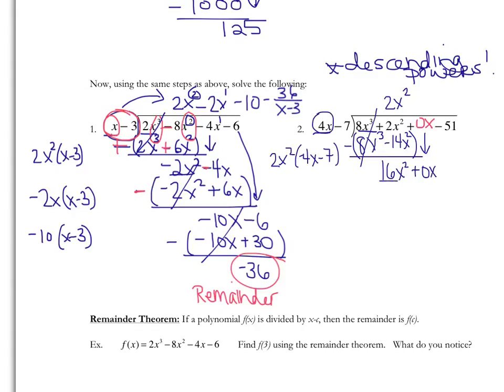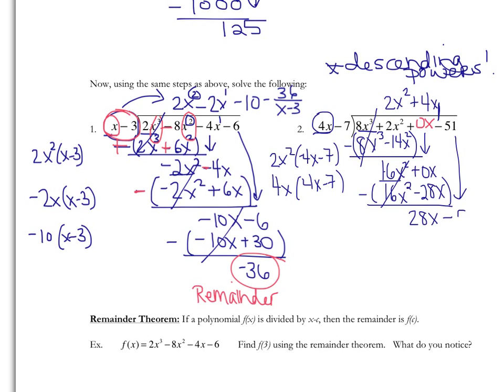4x times what gives me 16x squared? Well, that would be 4x. Notice that my exponents here line up. Distribute to my divisor, and I get 16x squared minus 28x. Subtract that whole thing. The 16x squared minus 16x squared cancels. 0x minus negative 28x becomes positive 28x.